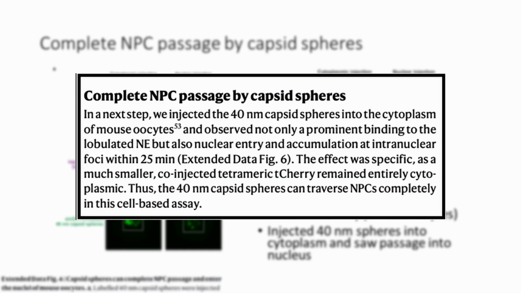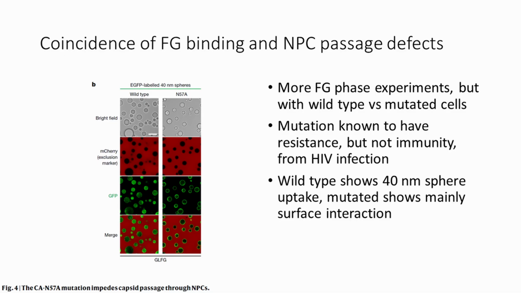I noticed that it's included as a really short section and the figure was only included as part of the extended data. I do like this experiment a lot, but it makes me wonder why it's such a short portion of it. Now we're moving on to the next section of the paper, coincidence of FG binding and NPC passage defects. I think this is really where we start getting into the meat of the paper.